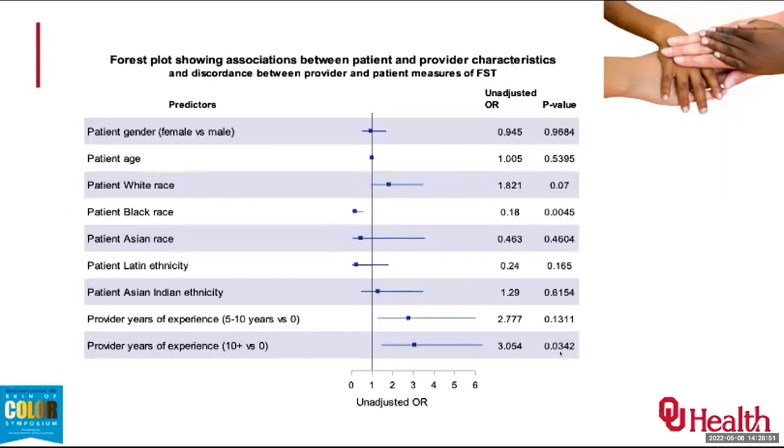Now, this is a forest plot, just summarizing the results that were in the previous two slides. As you can see over here, more provider years were associated with a higher odds ratio. And here, being of white race was also associated with a higher odds ratio. And being of African-American race seemed to be more protective from any discrepancy.